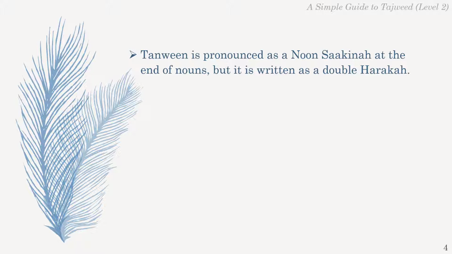This is because Tanween is pronounced as a Noon Saakinah at the end of nouns, but is written as a double haraka. So, Ba Tanween Fatha is pronounced as Ba with Fatha plus Noon Saakinah: Ban. Ba Tanween Kasra is pronounced as Ba with Kasra plus Noon Saakinah: Bin. And finally, Ba Tanween Dhamma is pronounced as Ba with Dhamma plus Noon Saakinah: Bun.